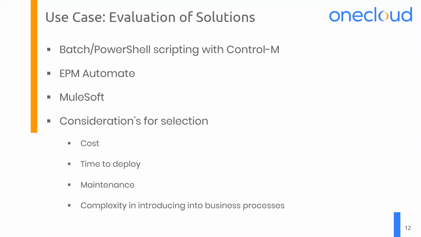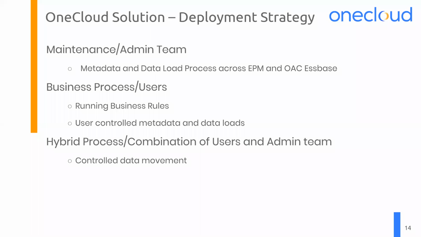So primarily those 3 options are the ones that we had, and OneCloud worked out very well for us. What were the considerations for the selection? Cost, time to deploy, maintenance, and avoiding complexity in introducing the business process. So it's easy for people to quickly get into the tool, understand what it could do, and start using the tool right from day one. From the OneCloud side, from a deployment strategy, we looked at 3 primary areas that we focused on using OneCloud around.